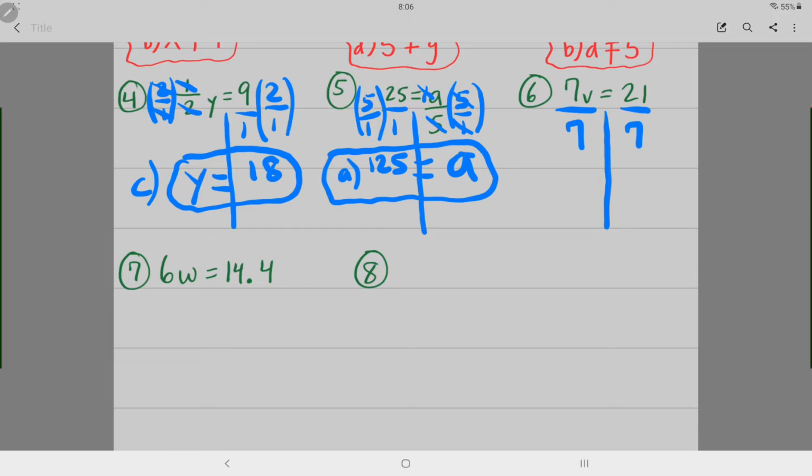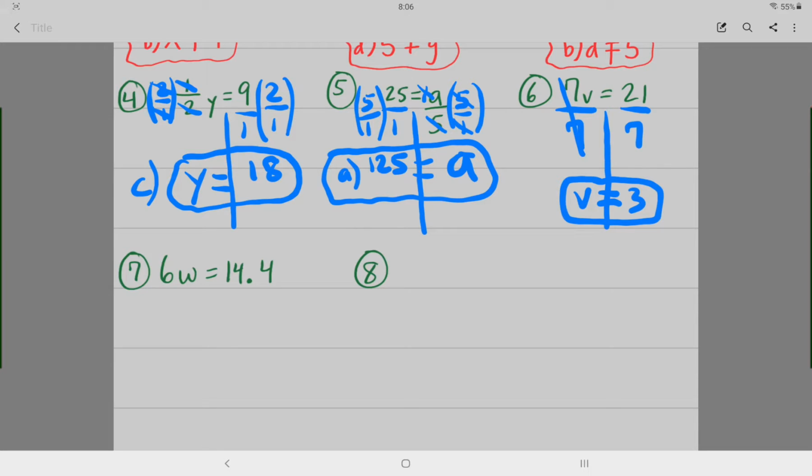7 divided by itself is 1. Again, you don't have to put 1, just cancel out the 7s, bring down your v, bring down your equal sign, and 21 divided by 7 equals 3. So v equals 3. Okay, 2 more to go.